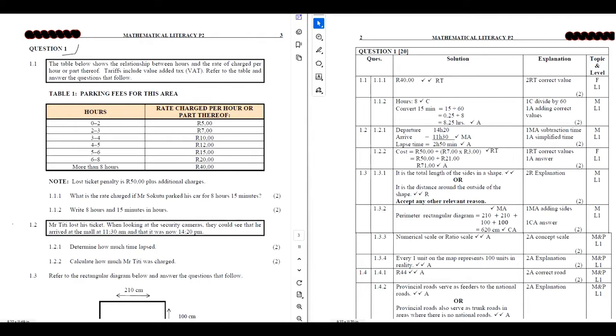Hello guys, in this video we are going to be working on mathematical literacy, grade 11, question paper 4 for paper 2. So please guys, make sure that you watch the video until the end, as I will be showing you how to answer each and every question. Okay, so make sure that you watch the video until the end.